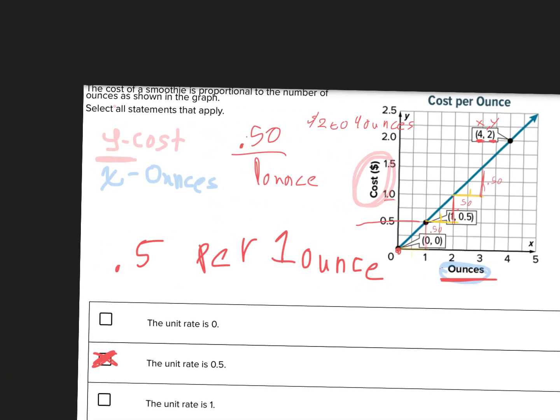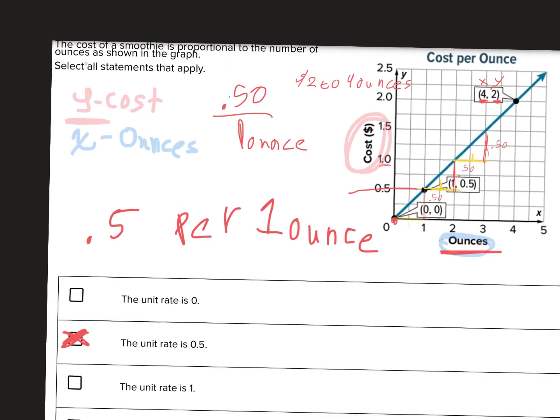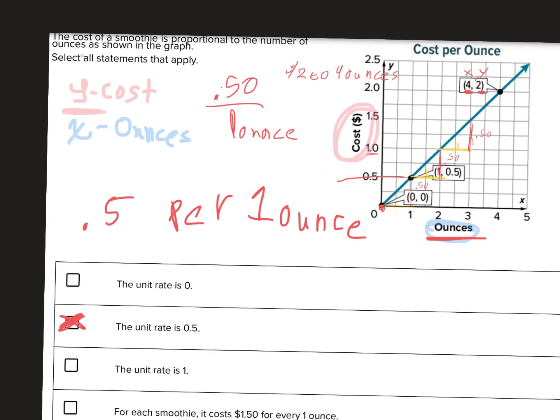Just analyzing that information, first I broke down and observed as much as I possibly could before I ever got to these questions down here. I know that every time I gain an ounce, it's going to be multiplied by 50 cents. I don't start off with any rate, and that's going to represent my total cost.